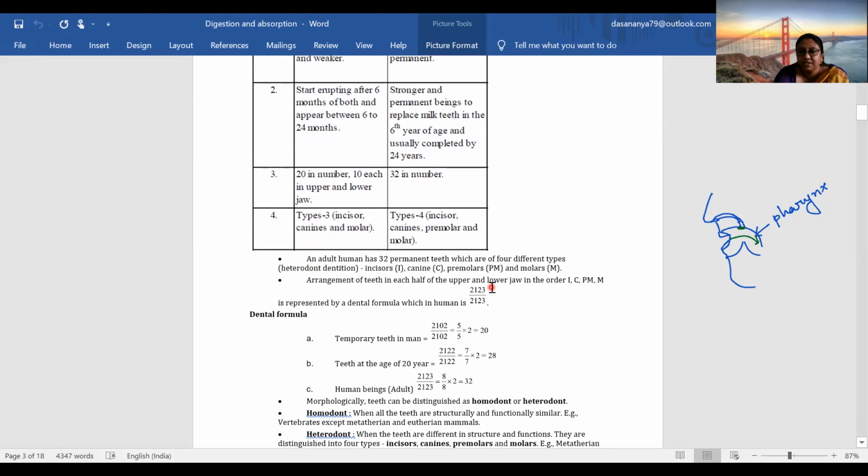Now we need to understand this. The teeth present in the front, I want each of you to touch your teeth and feel so that you can understand. Clean your hand obviously before touching your teeth. The teeth which are present in front are sharp like a knife. So that's why they are responsible for cutting the food, and they are called incisors.